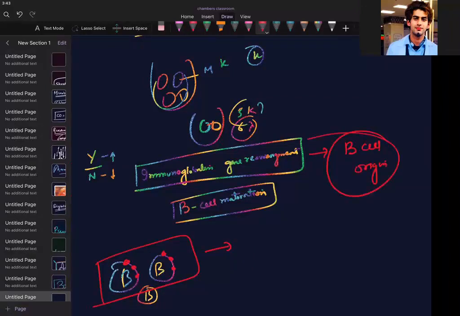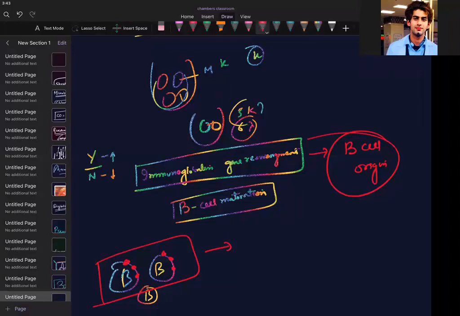Simple. So what about T cells then? A question will likely arise in your brain, sir, what about T cells? If you are using a marker for rearrangement for B cells, what about T cells? For T cells, we are using surface antigen markers. We also have T cell receptor gene rearrangement, but here I was talking about B cell gene rearrangement, isn't it?